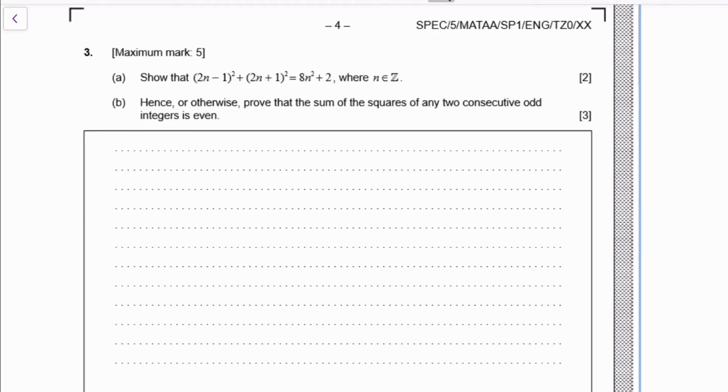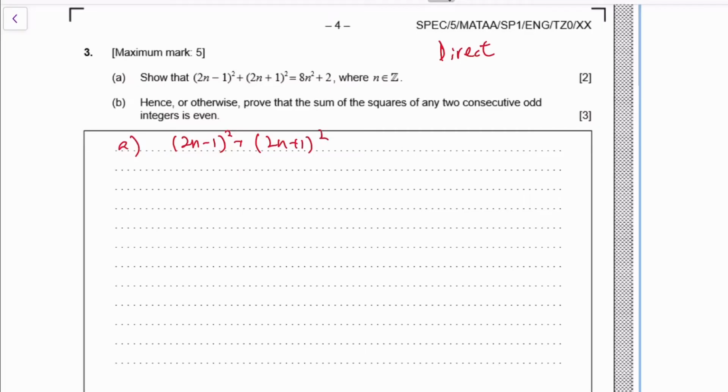Question 3. This one is a new type of question in AASL. It's kind of like a proof technique, but it's not too hard. These are called direct proof, so just do it directly. So part A, to show that, you simply expand the left-hand side, and that's all you do. Okay, so it should be pretty direct.